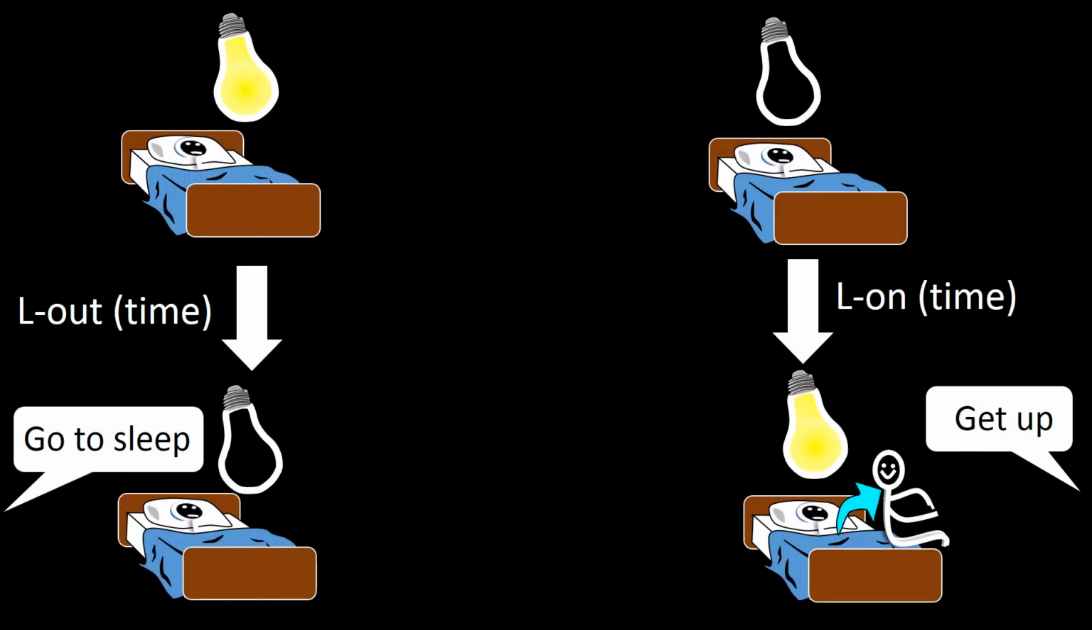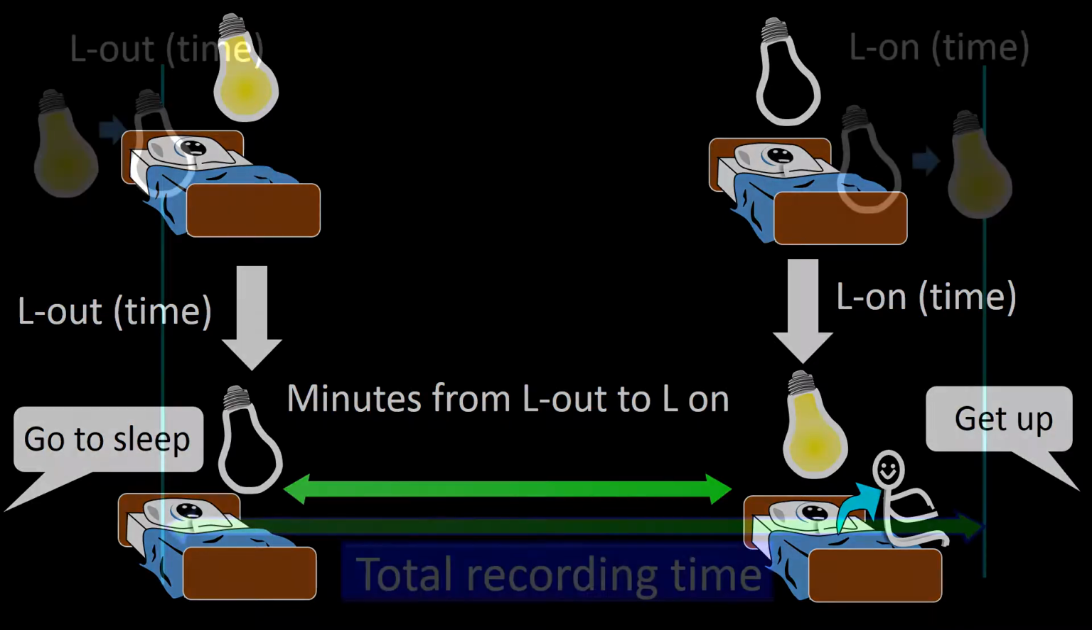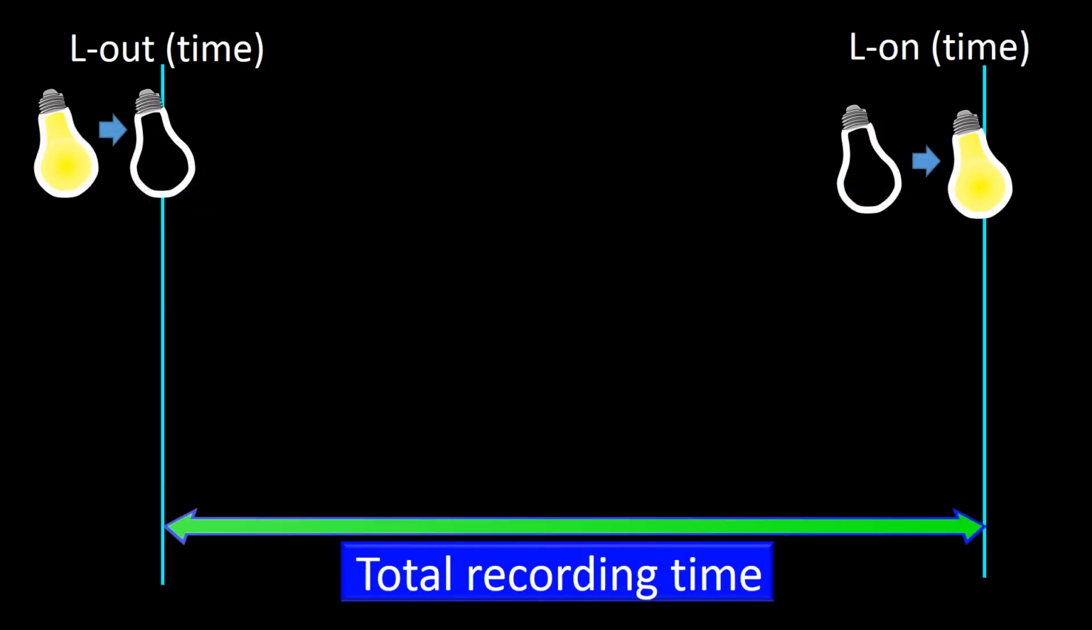A polysomnogram in most patients starts when the technician, while turning off the light, asks the patient to go to sleep, and ends when the technician, while turning on the light, asks the patient to get up. This period, from light out to light on, is called the total recording time. The total recording time must be stated in the polysomnographic report.